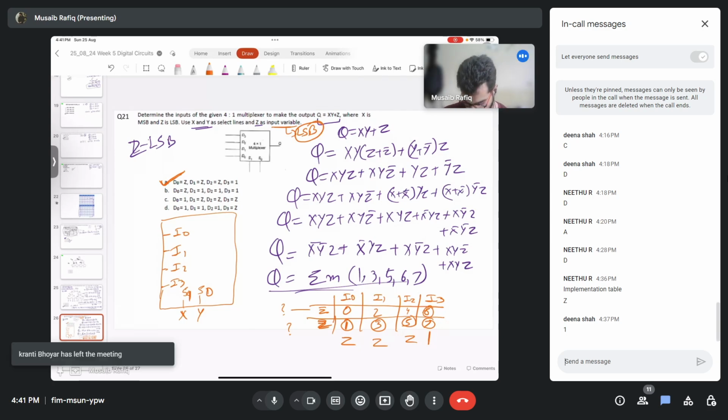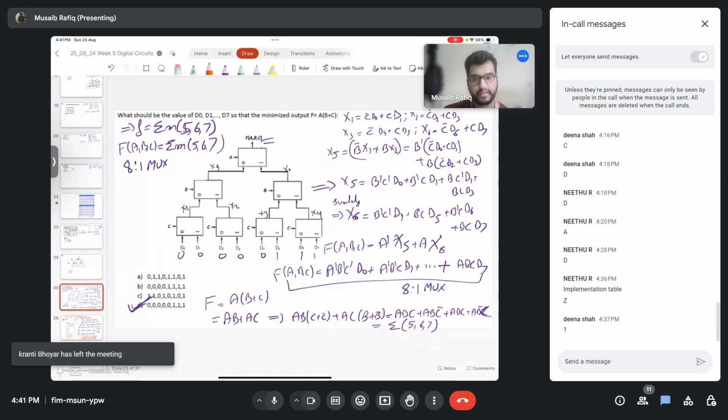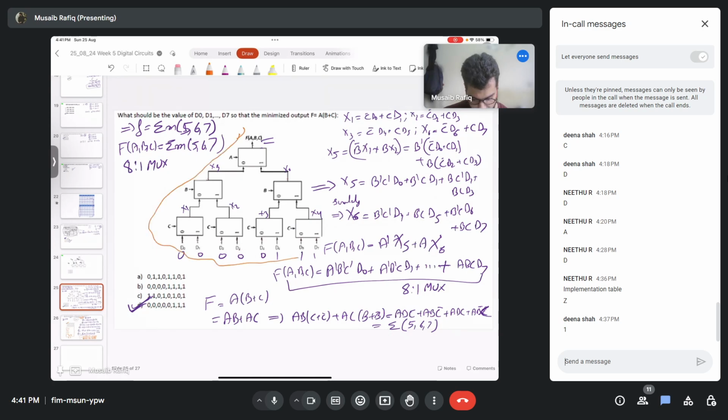For that, you have to use it like this, right? Construct a table like this and apply inputs accordingly. Got it? So this entire block is your 8 is to 1 mux, and these are your inputs. Other than that, all of the things will remain the same. Here will be your select lines. These will be your input variables. Got it?